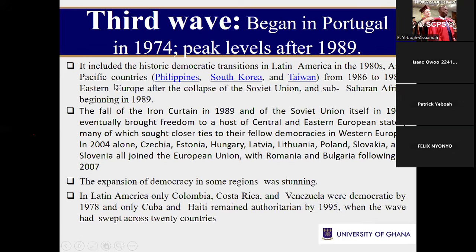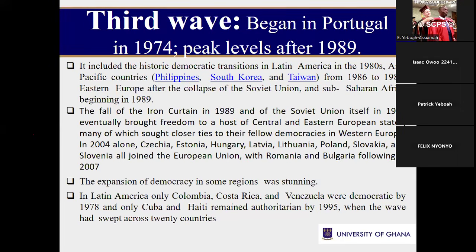Now the third wave will begin in Portugal in 1974, but it will reach its peak after 1989, okay? In 1989 and the early 1990s, the Soviet Union was weakening and then collapsed. Once the Soviet Union and the Soviet bloc collapsed, many countries emerged from it.